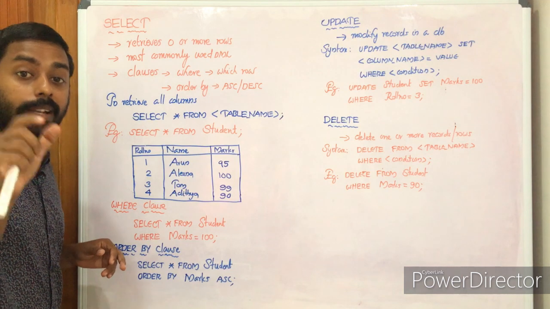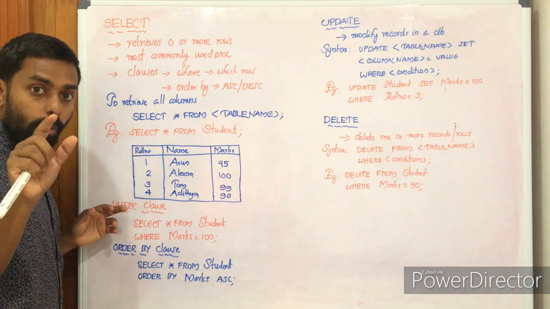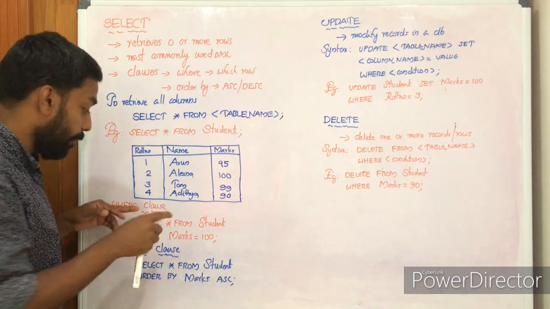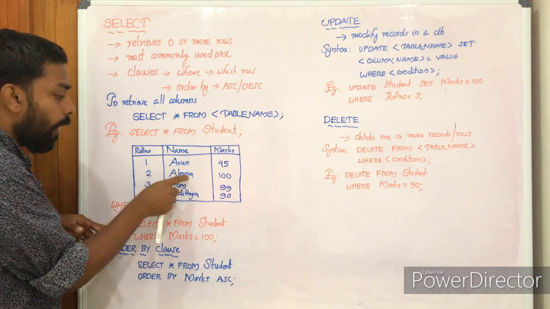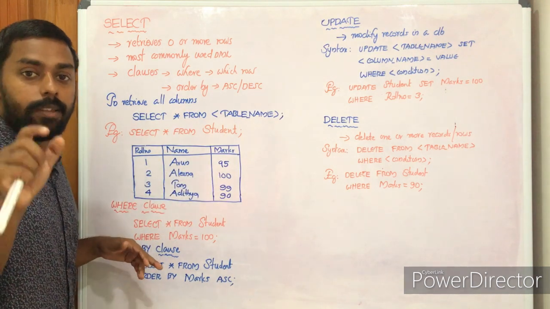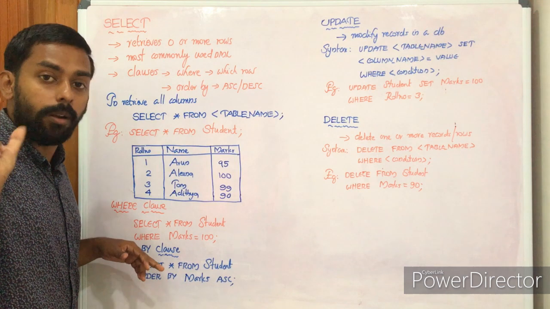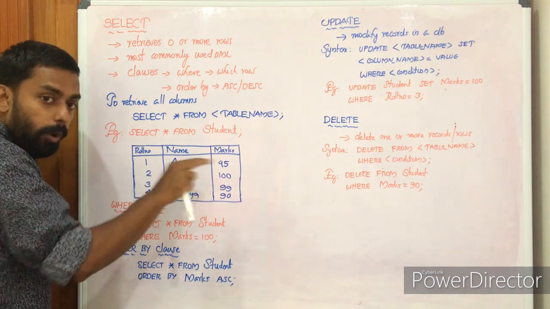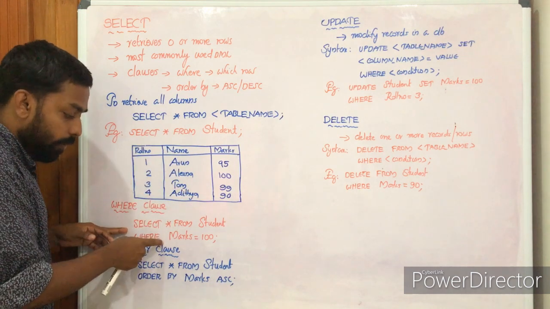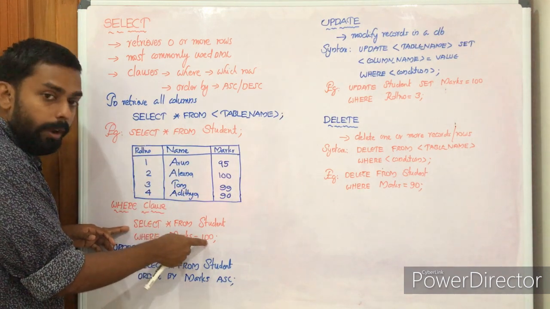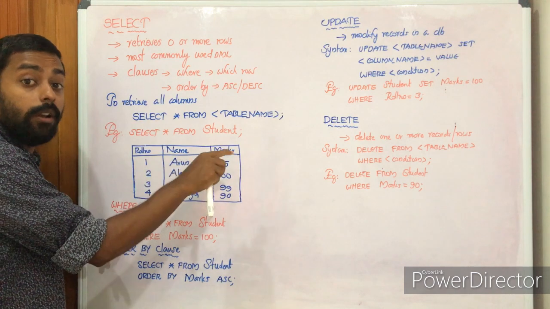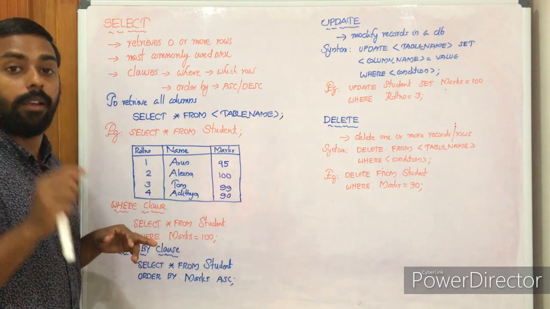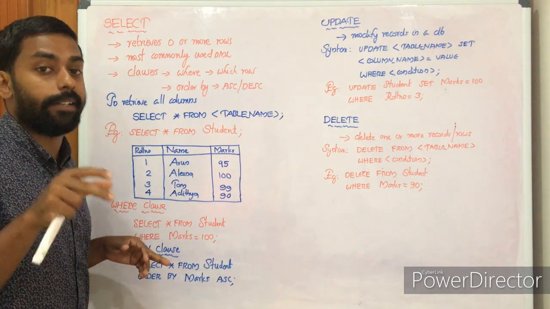So what will be the resultant table? There will be only one row in the resultant table of this SQL command, that is Alina 100, because that is the only student who has scored 100 marks. We know in the master table we have 4 rows, right? But applying this where clause for marks equal to 100, it prints only one row. Alina 100 will be the only row in the resultant table.